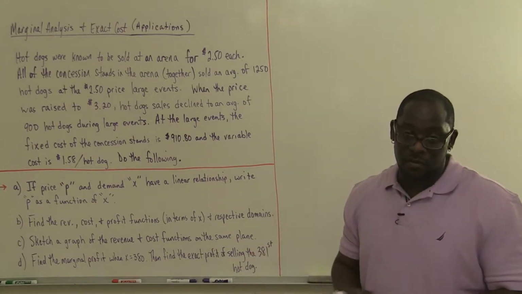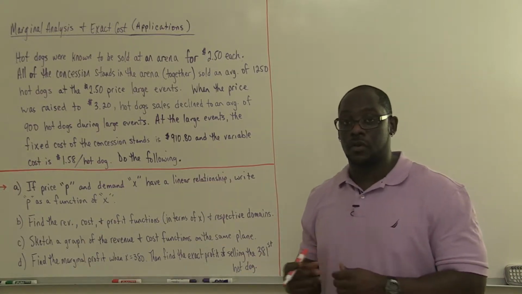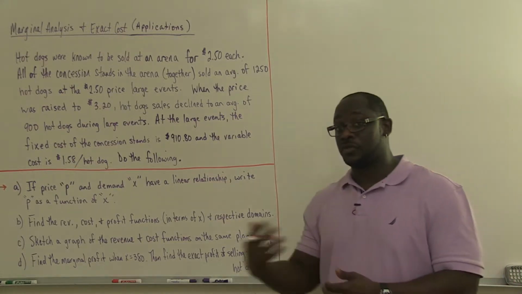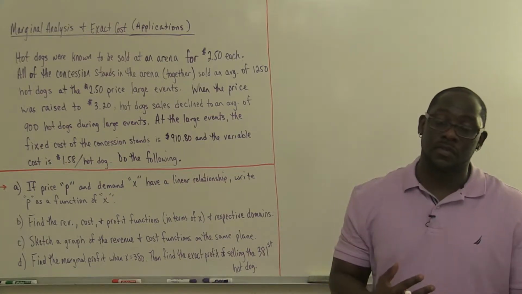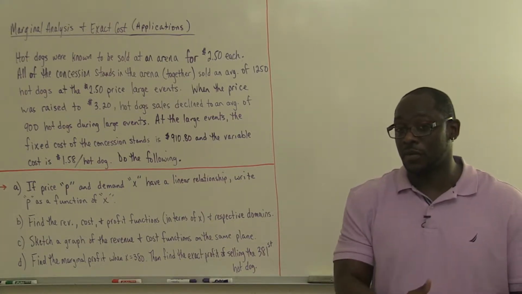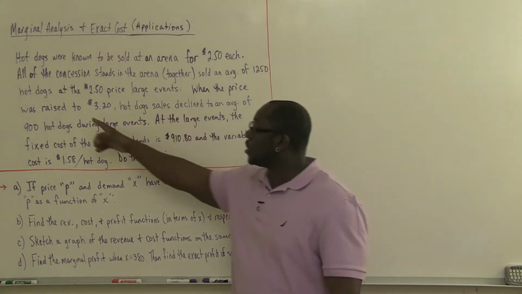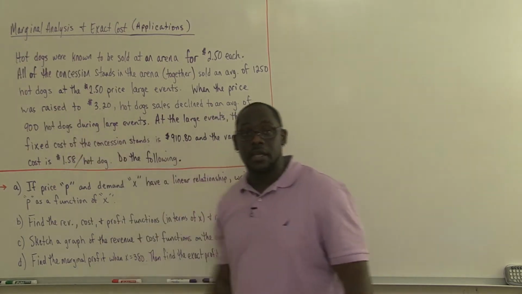Now, of course, the sports arena is trying to make more revenue. So naturally, they're going to increase the price. As you know, whenever you increase the price, the demand for whatever it is that you raise the price on is going to decline. And so we see here that when the price was raised to $3.20, the hot dog sales declined to 900.